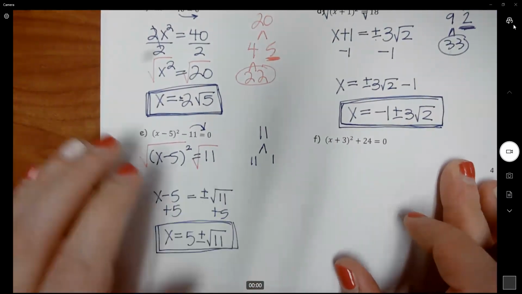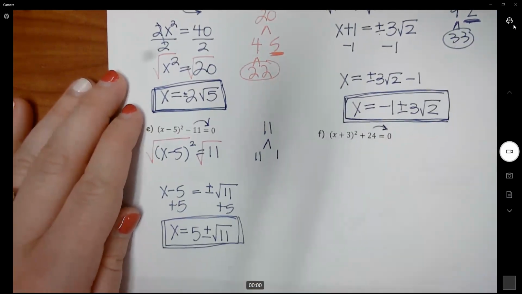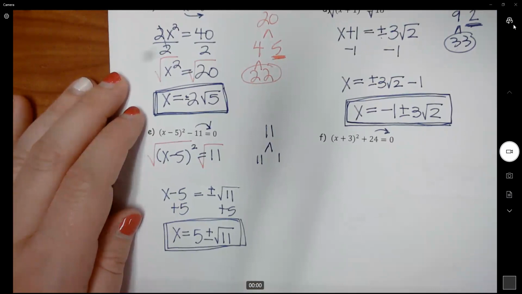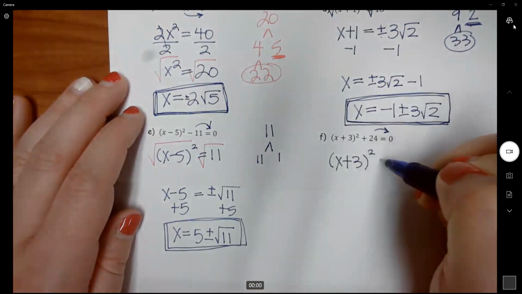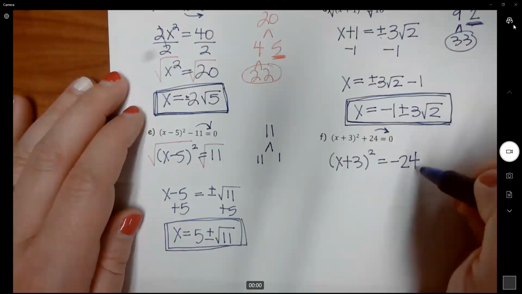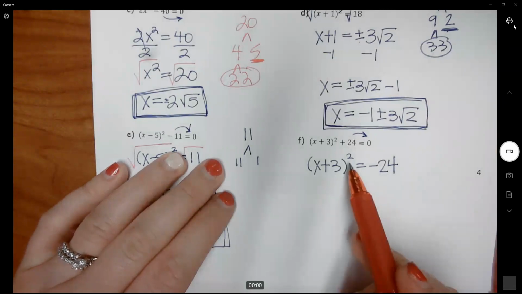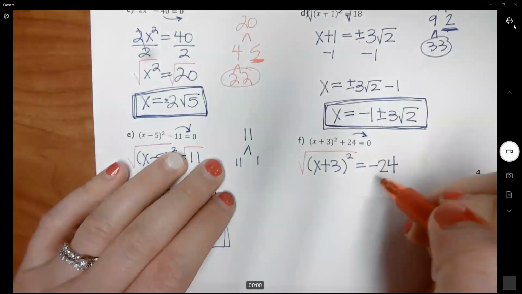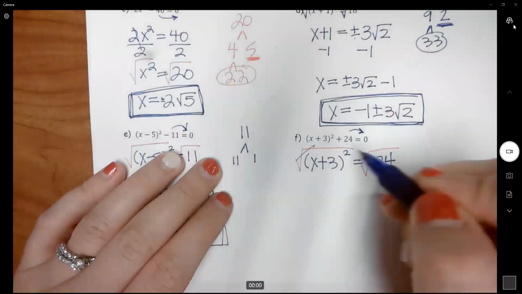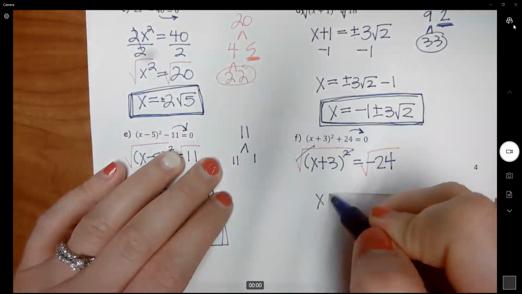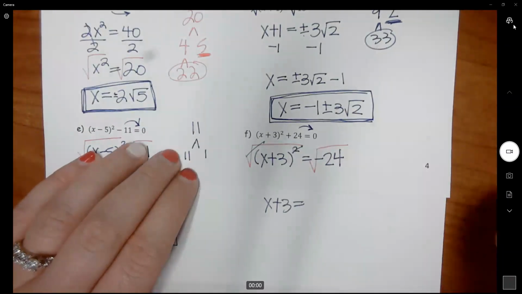And then our last one here has all of the bells and whistles. Let's get the squared term by itself by subtracting that 24 over. So I've got x plus 3 squared equals negative 24. To get rid of this squared, I'm going to do the opposite operation, which is taking the square root. My square root and square cancel, and I'm left with x plus 3 equals, let's break this down.